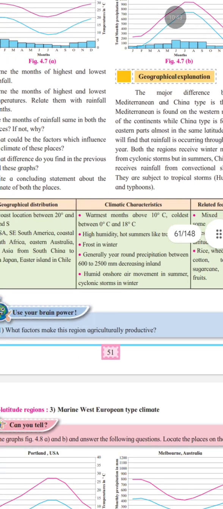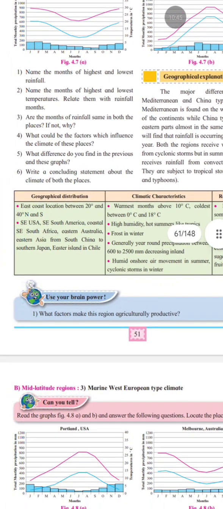Now, distribution. The climate is found mainly on the eastern coast between 20° and 40° north and south latitudes. It occurs in southeastern USA, southeastern South America, coastal southeastern Africa, eastern Australia, eastern Asia from South China to southern Japan, and Easter Island in Chile.